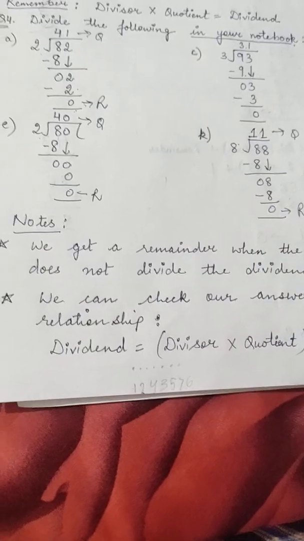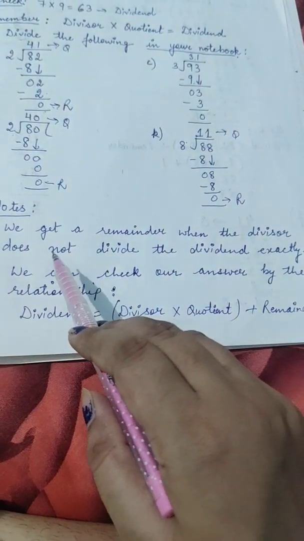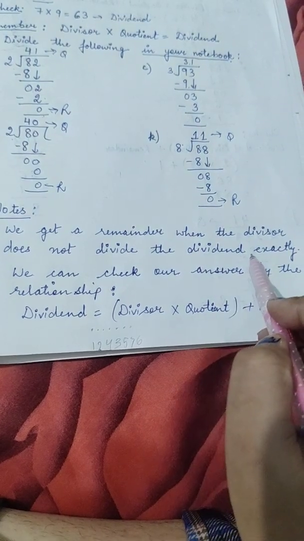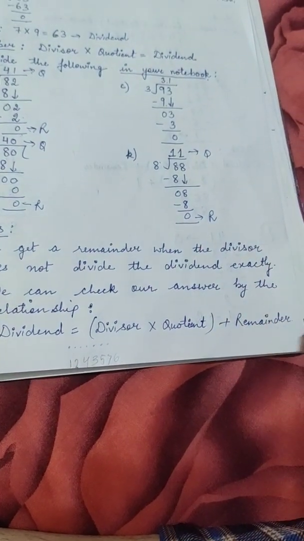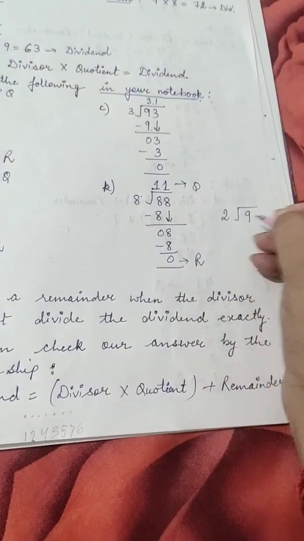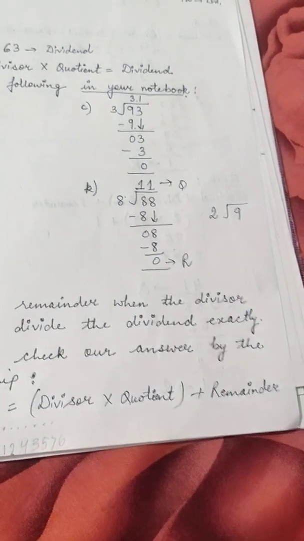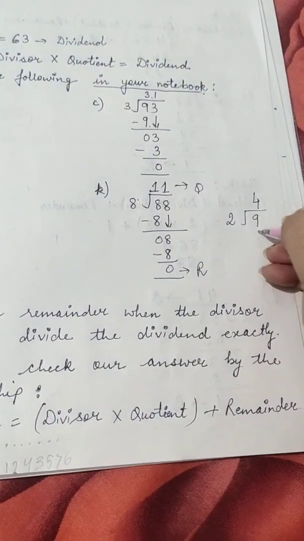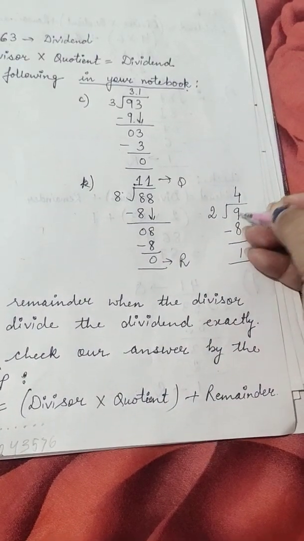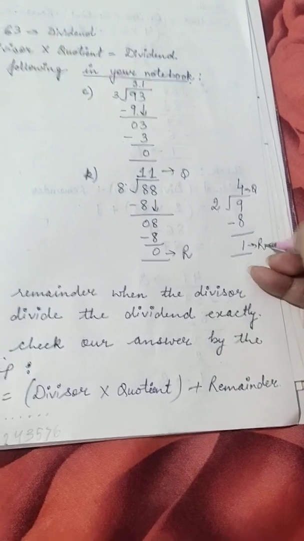Next, for the next exercise we have to write these notes in our notebook. You have to write these. We get a remainder when the divisor does not divide the dividend exactly. It means when we are dividing any number. For example, we are dividing 9 by 2. So we know 9 doesn't come in the table of 2, but 8 comes. So 2 4s are 8, and after subtracting we will get 1. This is your dividend, this is divisor, this is quotient, and this is remainder.